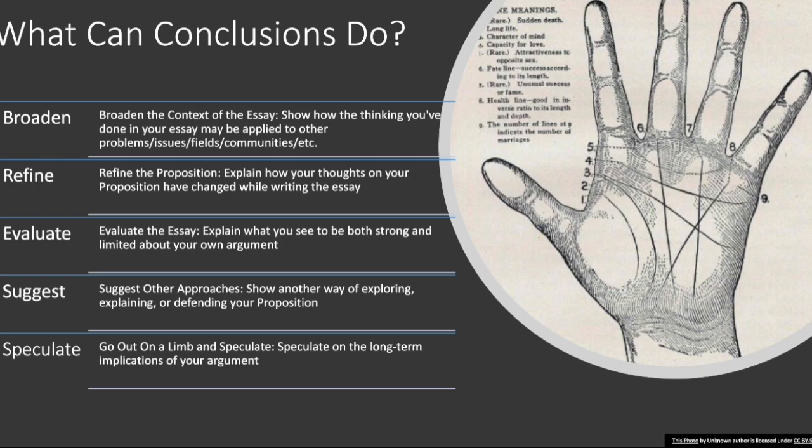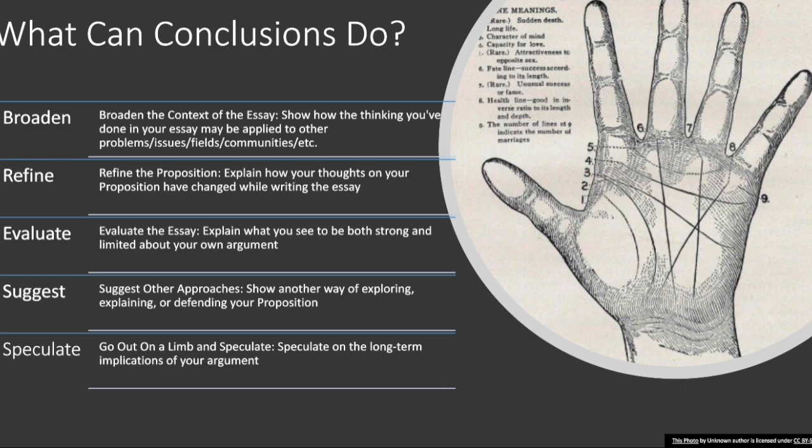Because academic discourse is discourse, you want people to use material from your paper and speak back to you, even if they're disagreeing with you, because it keeps you in the mix, it keeps you in the conversation, it exposes more people to your work, and it allows you to enter into an ongoing dialogue with other scholars in your field. So some ways that you can do this. So broaden the context of the essay, show how the thinking you've done in your essay may be applied to other problems, issues, fields, communities.